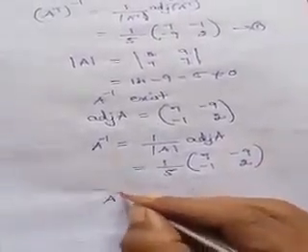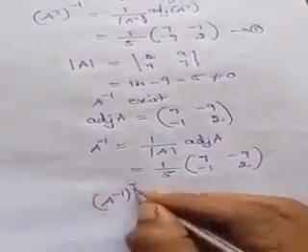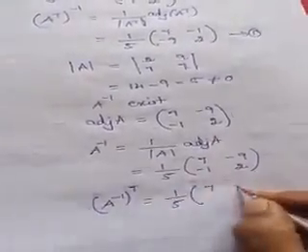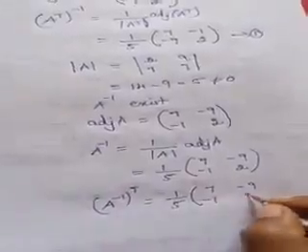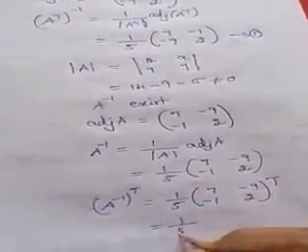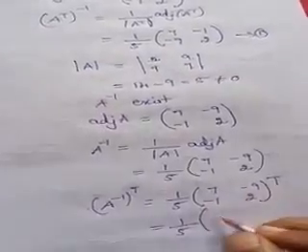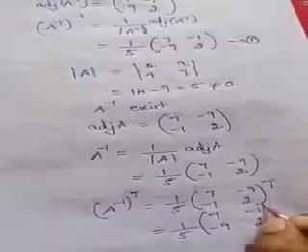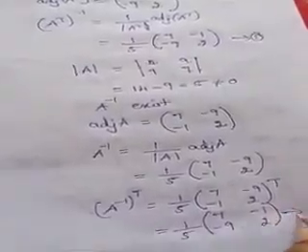So the right hand side is A inverse the whole transpose. So 1 by 5 into 7, minus 9, minus 1, 2, the whole transpose. Transposing it, 1 by 5 into 7, minus 9, minus 1, 2. Now shall we take it as equation number 2? Yes.